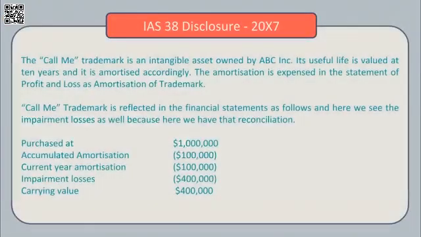For the year ended X7, the disclosure is: the Call Me trademark is an intangible asset owned by ABC Inc. Its useful life is valued at 10 years and is amortised accordingly. The amortization is expensed in the statement of profit and loss as amortization of trademark. Call Me trademark is reflected in the financial statements as follows, and we see the impairment losses as well here because we have that reconciliation. Again, purchase for $1 million, accumulated amortization of $100,000, current year amortization of $100,000, impairment losses of $400,000, and a carrying value of $400,000.